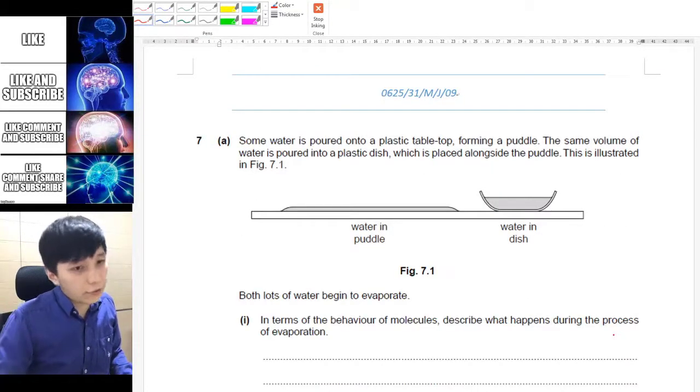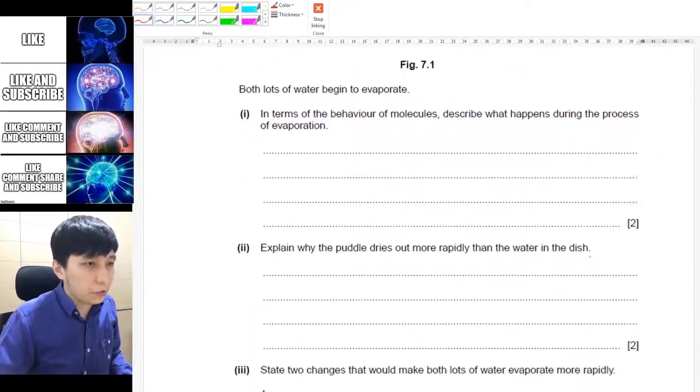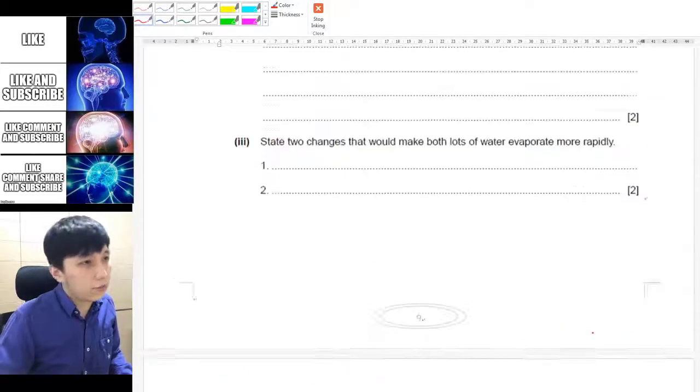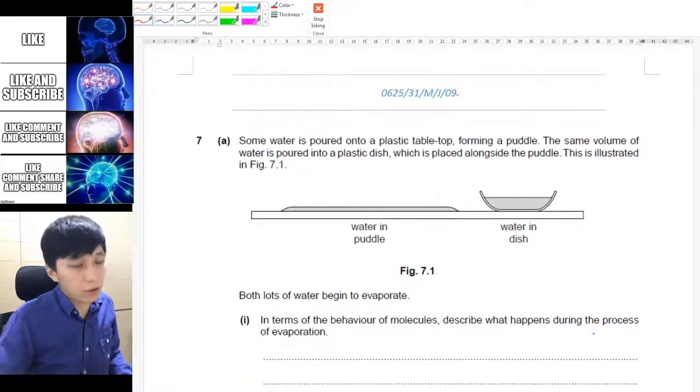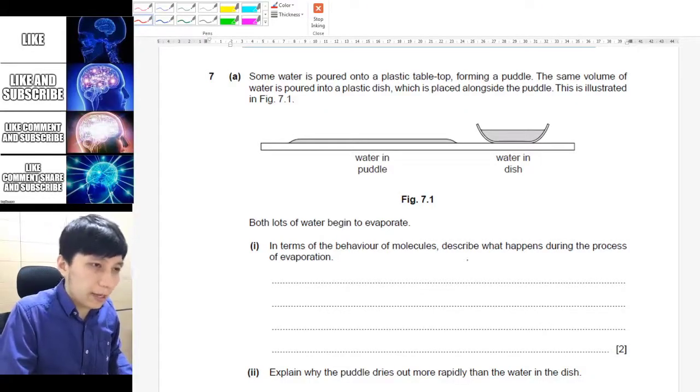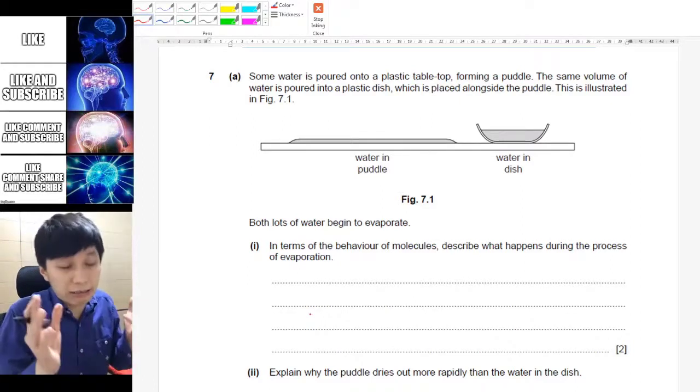So for now, I would like you to try a past paper question in IGCSE. In your notes, the next 2 pages will be the question. So pause the video, try it yourself. A few moments later. Okay, let's check the answer. The first part asks to describe what happens during the process of evaporation. So the very standard stuff.